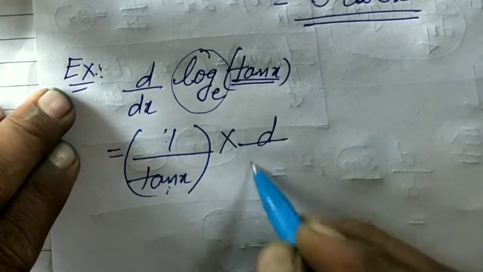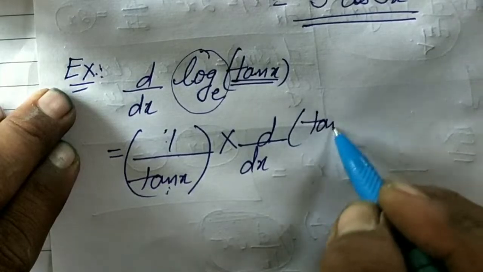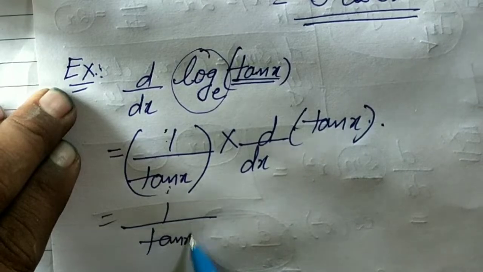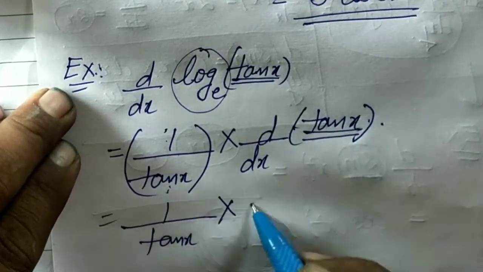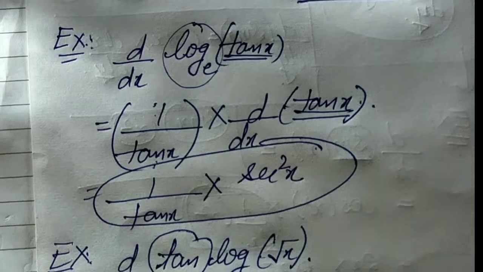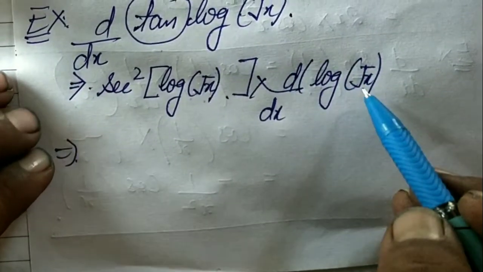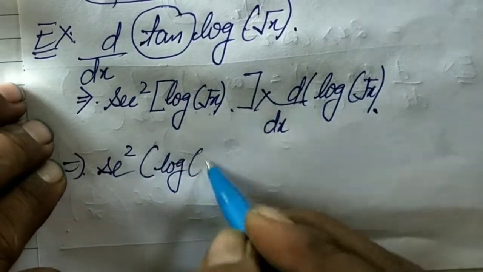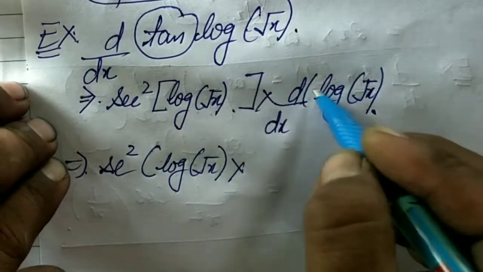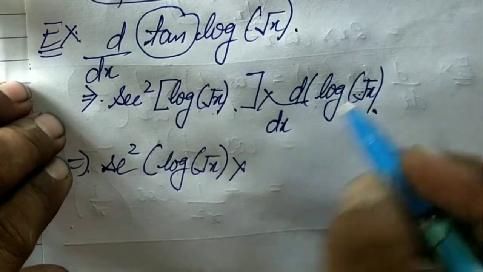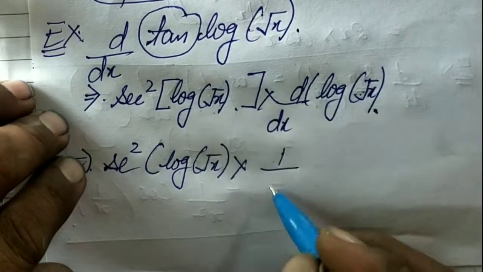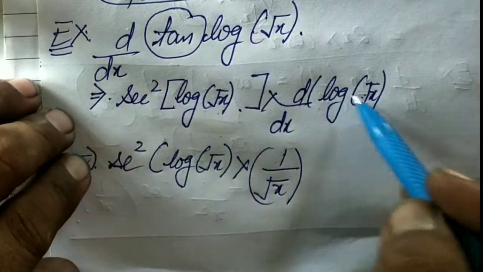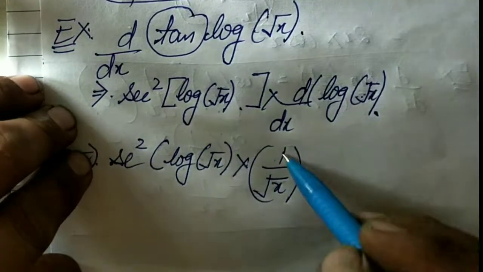Now I have to differentiate whatever is there instead of x, that is tan root x. So what will be my answer? Now differentiation of tan x is secant square x. Okay. Now what will I do here? Now I have to differentiate this quantity. Now differentiation of log x is 1 by x. Okay, I will differentiate log x. Whatever is inside of log, I'll reciprocate it.